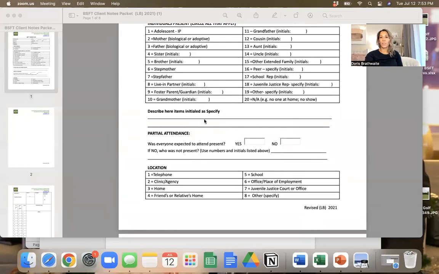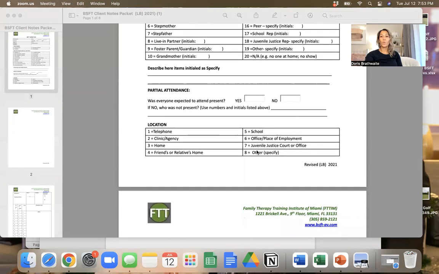If there's anything specific that you need to identify based on what you've checked here, we want to know if everyone was in attendance. So yes or no, and if not, you're going to note who was not there. Location: depending on the note and the family will determine where you met the family. We are still exiting out of COVID, if you will, where a lot of times it has been checked for telehealth. But for the most part, we're back in person.